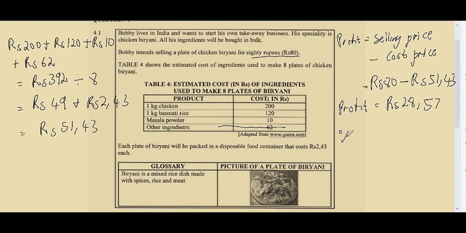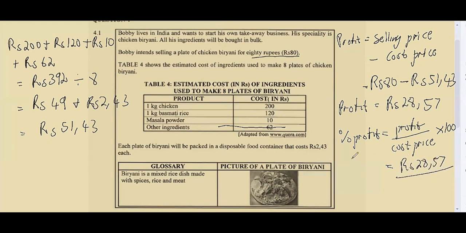Now let's calculate the percentage profit. We know the formula for percentage profit. That's profit over the cost price, then multiply that by 100. Now what is the profit? It's 28.57 rupees. And then what's the cost price? Remember, it's 51.43. Then we have to multiply that by 100.